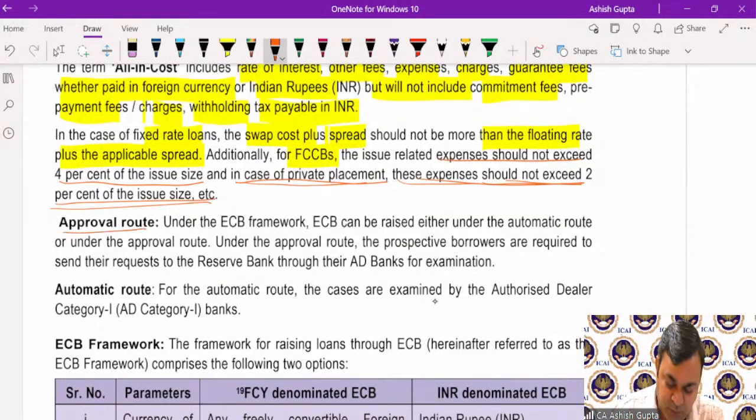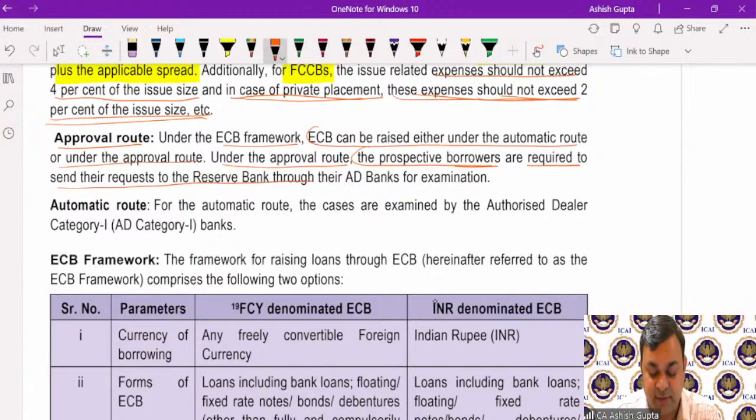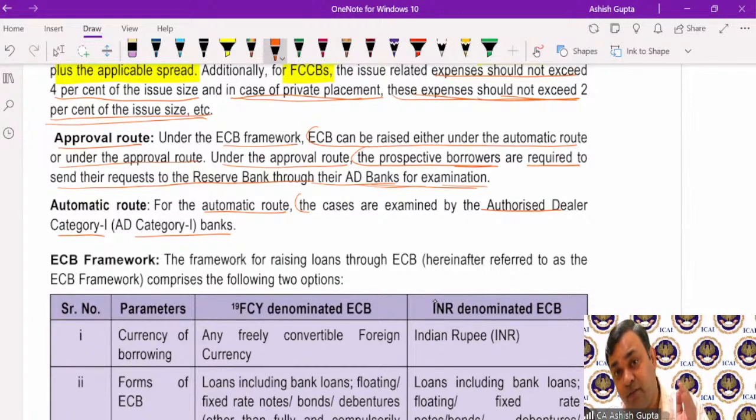So, approval route. Under the ECB framework, ECB can be raised either under the automatic route or under the approval route. Under the approval route, the prospective borrowers are required to send their request to the Reserve Bank through their authorized dealer bank for examination, right? So in this, they need to take the approval. For the automatic route, the cases are examined by the AD Category 1 bank, right? So there is a category of authorized dealer. So the first category of authorized dealer will examine your application.